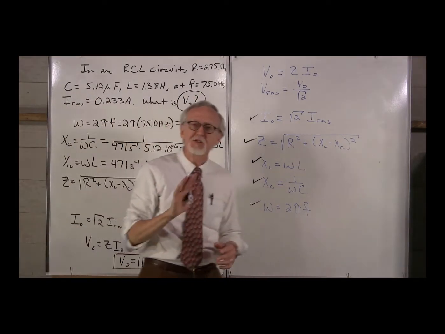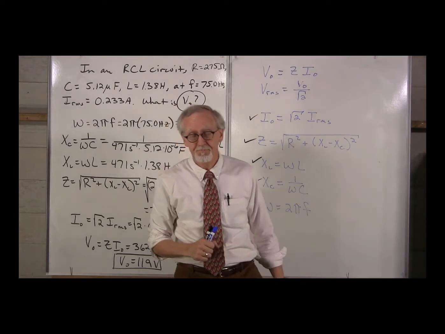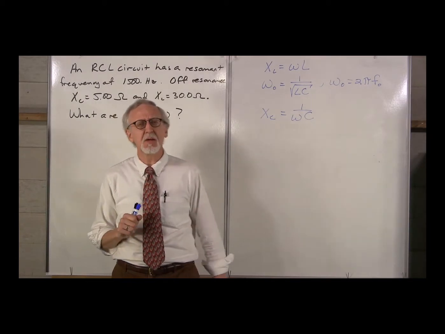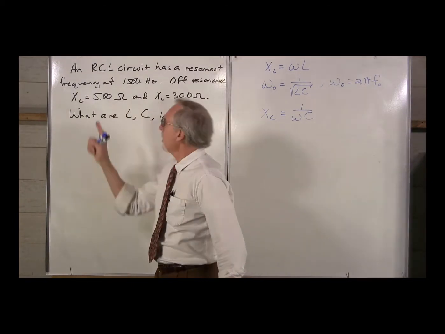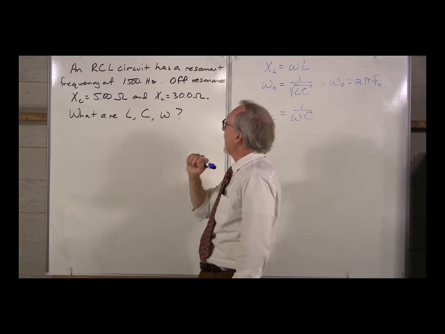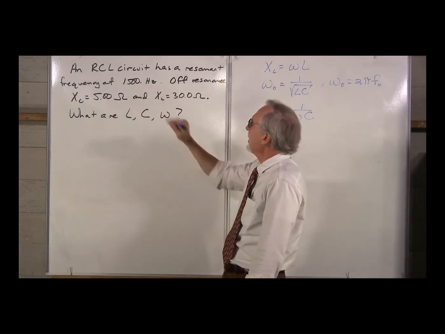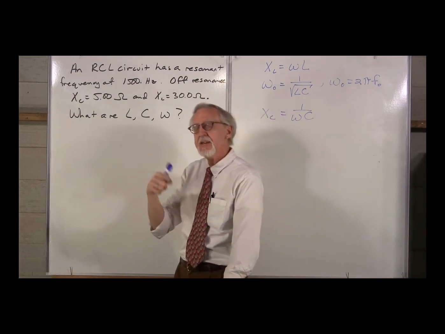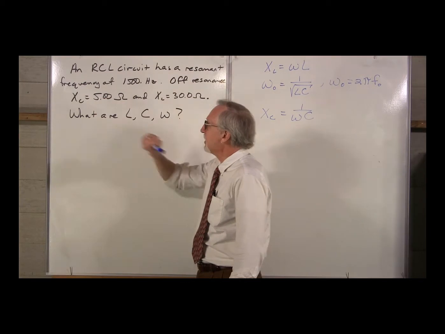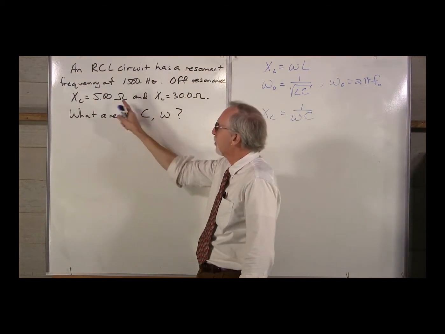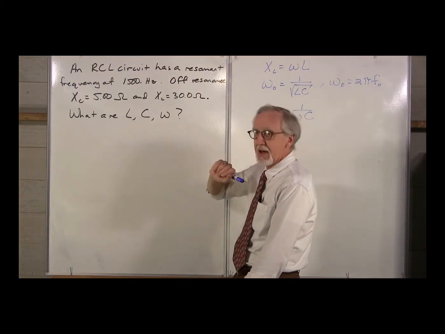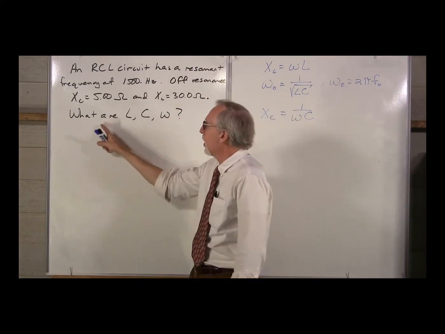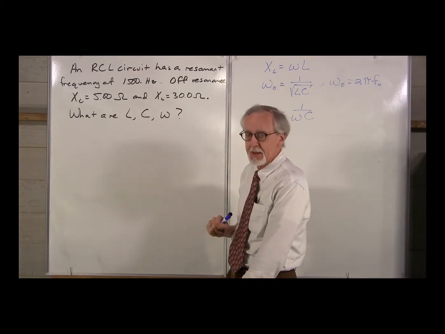Very, very good. Let's try sticking some numbers in another problem. This problem is going to be a little bit different than the last one, and we'll see how it is different as we proceed. The problem is, an RCL circuit has a resonant frequency of 1500 hertz. Off resonance, in other words at another frequency, not the resonant frequency, X sub C, the capacitive reactance, is 5.00 ohms, and X sub L, the inductive reactance, is 30.0 ohms. And then the question is, what are L, C, and omega?